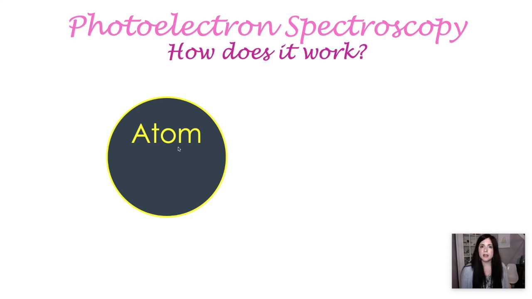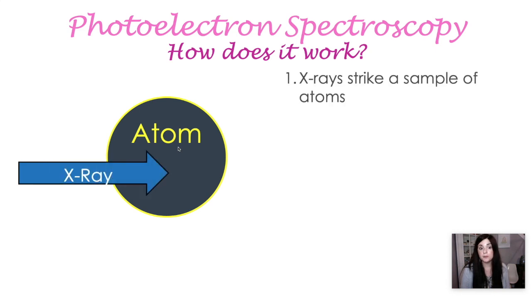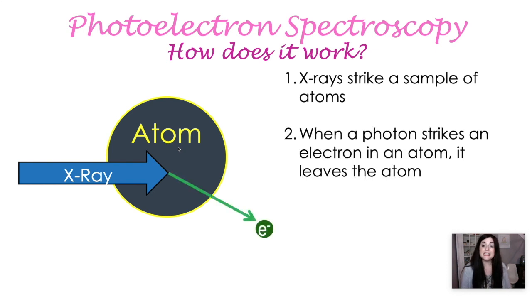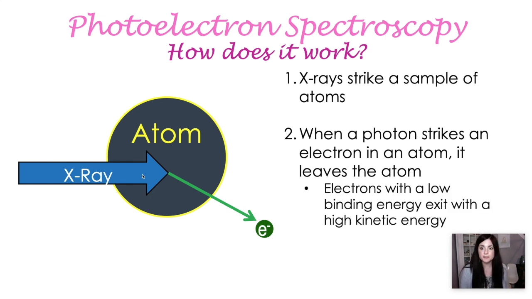So here is an atom of anything, and scientists will bombard this with X-rays. When they bombard it with X-rays, of course, it's going to strike the sample, and then electrons are going to be emitted from that. So when a photon, which is a fancy word for a particle of radiation, strikes an electron, that electron leaves the atom. So it's ejected from that. That is what we call a photoelectron. So these X-rays have to hit the electrons, and when they do, it forces the electrons to leave.